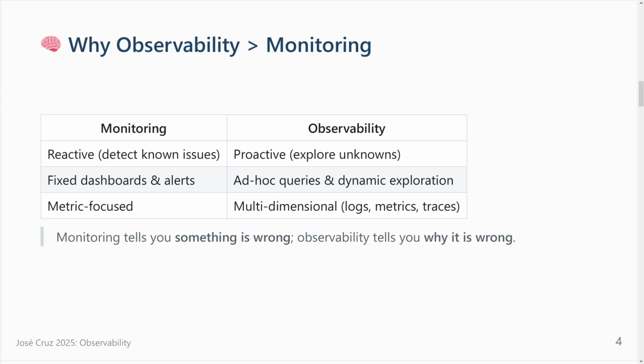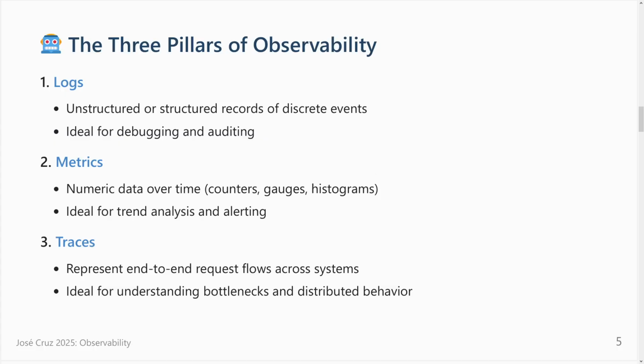Okay, so monitoring tells you something is wrong, so we can create alerts. That's what's best today. Observability tells you why it's wrong, and this is the most important. So the three pillars of observability, and I've been talking about them.